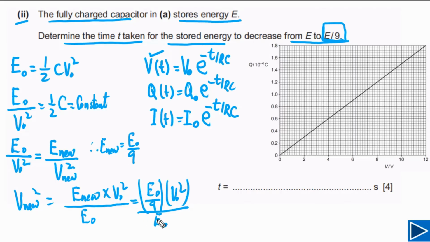Now from here, you can see we can cancel E with E. So we are left with V naught square divided by 9. Or simply we can say V new, if we take square root on both sides, we will get V naught by 3. And that is the value of V new. And now we can use the value of V new and we can use this equation and we can find out the value of T.